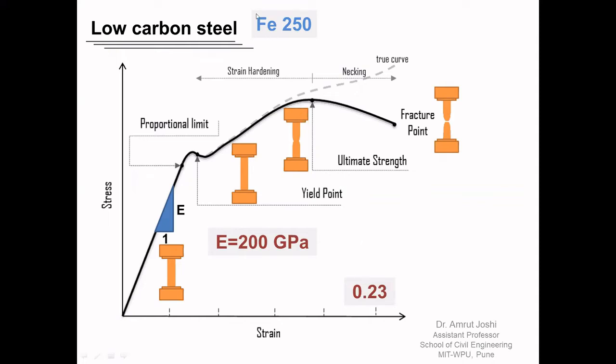Now what is this designation Fe250? Fe stands for iron and 250 stands for characteristic yield strength, or characteristic yield stress. So the characteristic yield strength of the low carbon steel that we are going to use commonly is 250 MPa.